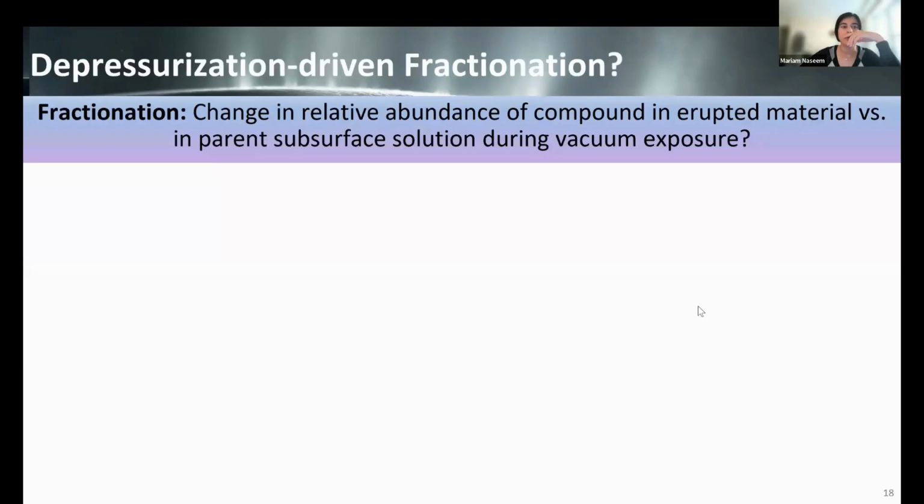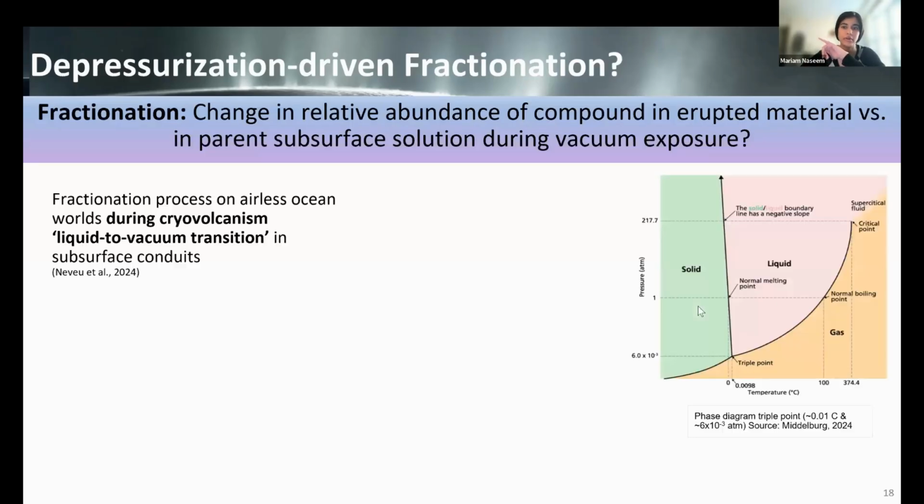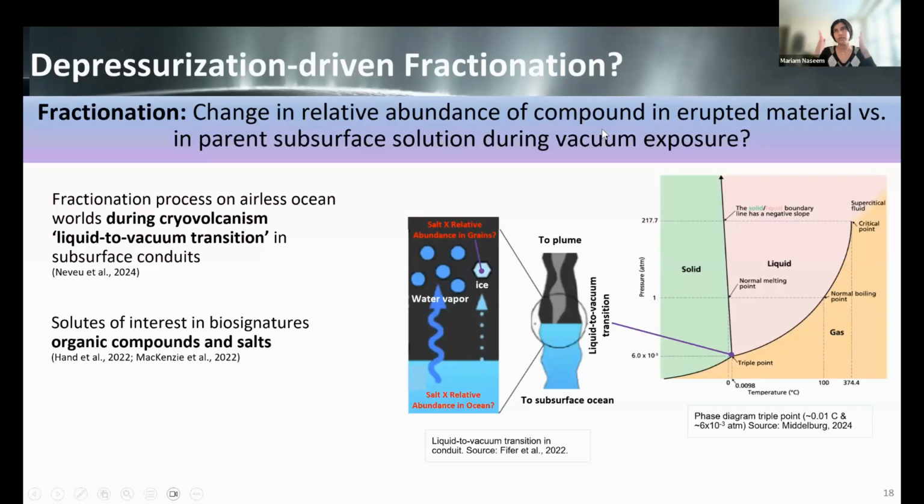During this eruption, the question we were particularly focused on is whether there was a change in abundance of compounds, as I said, in the erupted material versus that parent ocean during vacuum exposure. Imagine through these ice shells, how is the eruption getting to space? Where is that liquid traveling through?